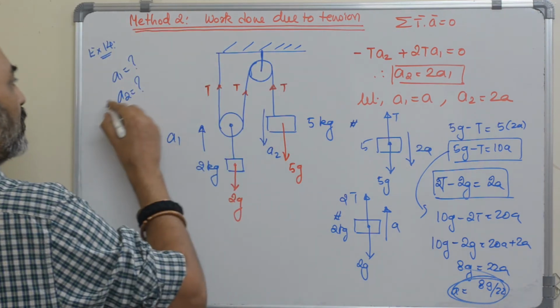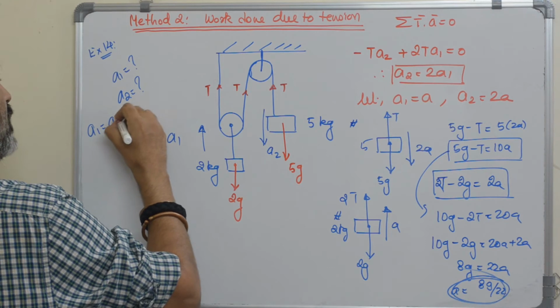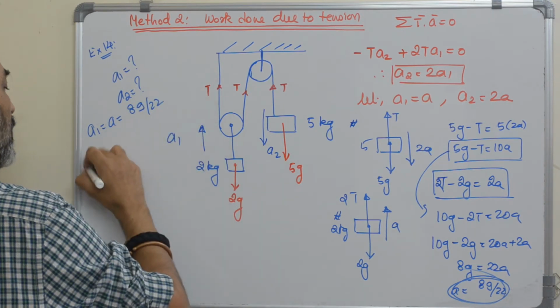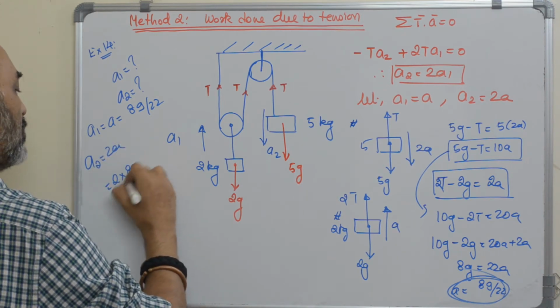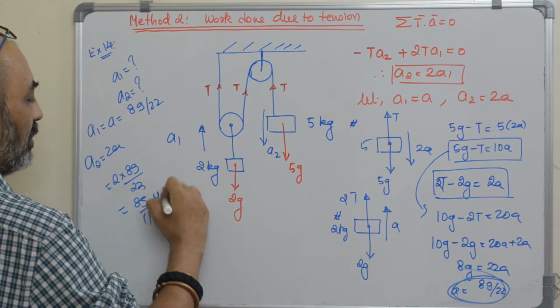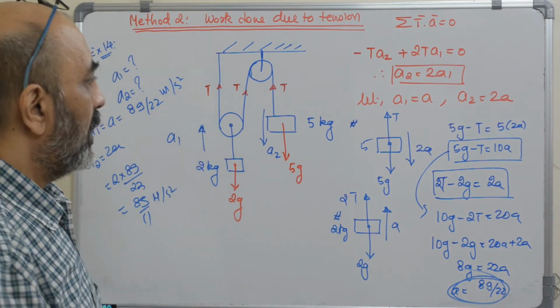So what acceleration came? A1 is equal to A, so A1 is equal to 8g by 22, and A2 is twice A, that is 2 into 8g by 22, that is 8g by 11 meter per second squared.